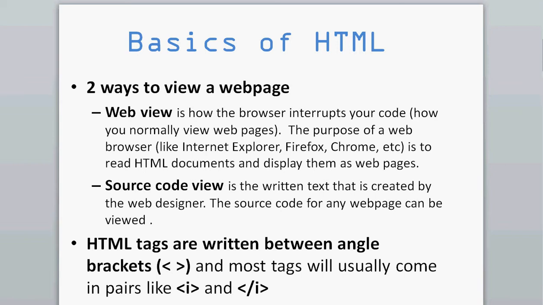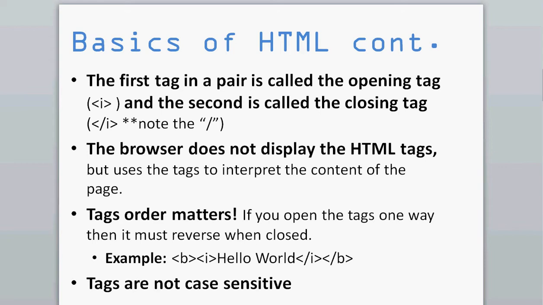HTML tags are written between angle brackets, and most tags will usually come in pairs. The basics. The first tag in the pair is called the opening tag, and the second is called the closing tag. Note the slash. The browser does not display the HTML tags, but uses the tags to interpret the content of the page.